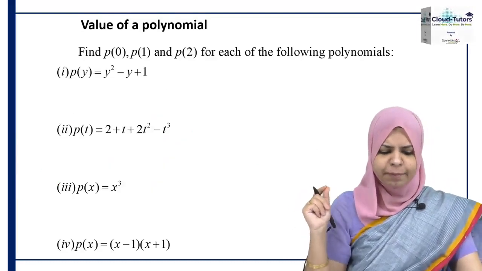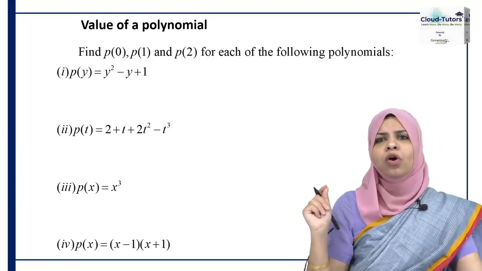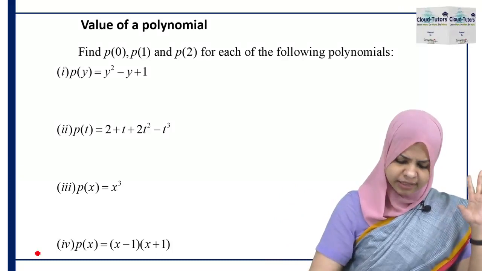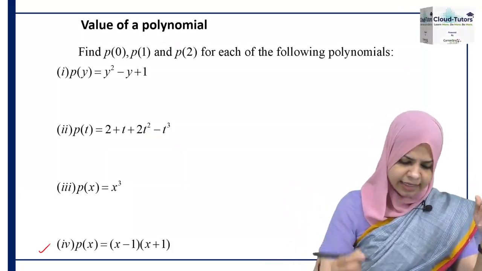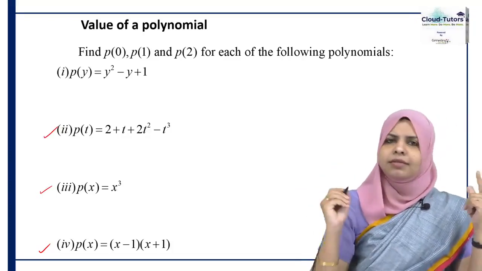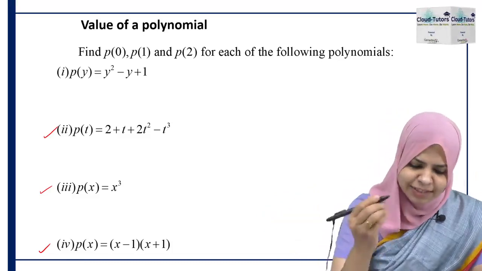Now find P of 0, P of 1 and P of 2 for each of the following polynomials. So yes, what we can do here is take this question as your homework. Alright? All three as your homework. Fantastic, isn't it? Let's do this.